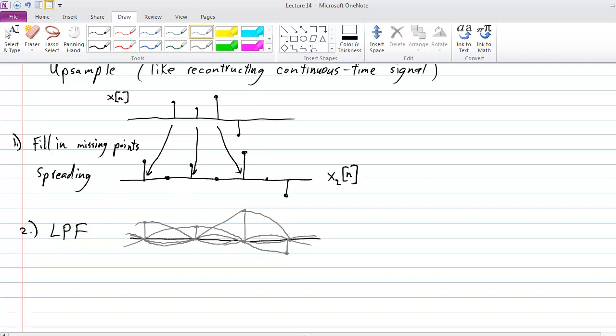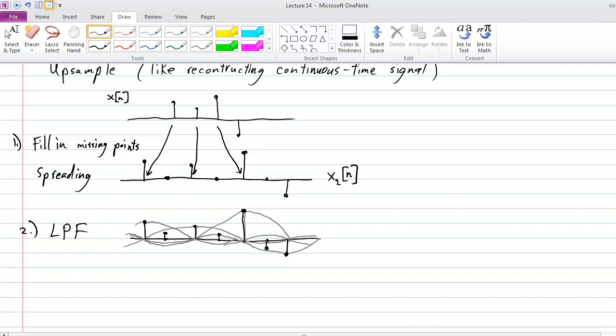Of course, we're doing a discrete time low-pass filter, so we're just calculating these missing values here. We only need to calculate the values at the in-between points, which will be something like this, this, this. So our result is now an upsampled discrete time signal, with twice as many samples. And we filled in the missing ones using a low-pass filter.